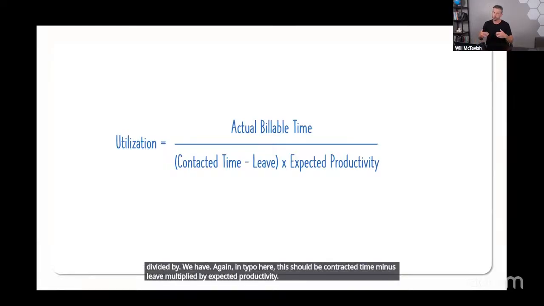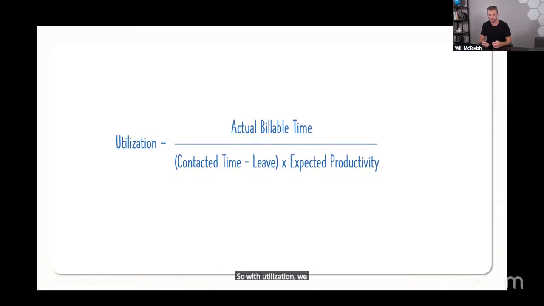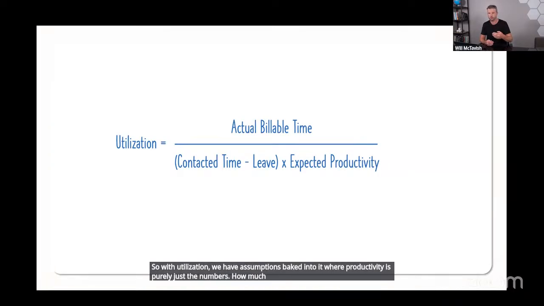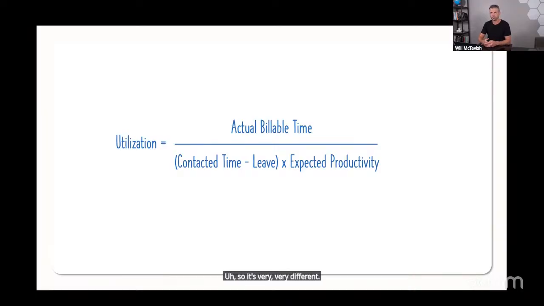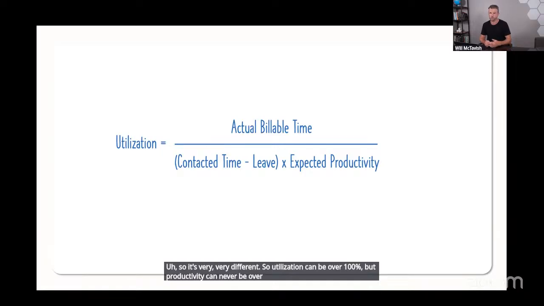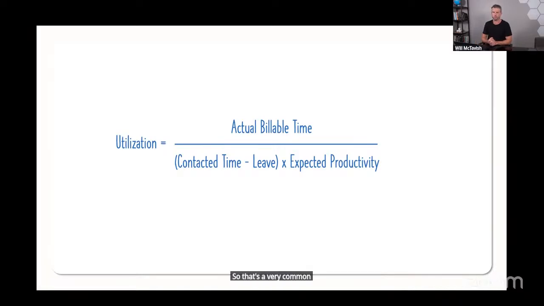With utilization, we have assumptions baked into it, whereas productivity is purely just the numbers: how much time did I do that was billable and how much time did I do overall? Utilization has an assumption baked in, which is how many hours do I work and how many of those hours am I expected to be billable? So it's very different. Utilization can be over 100%, but productivity can never be over 100% because you can't do more billable hours than your total hours. That's a very common mistake people make when calculating productivity.